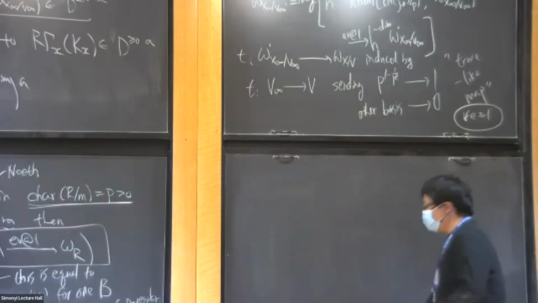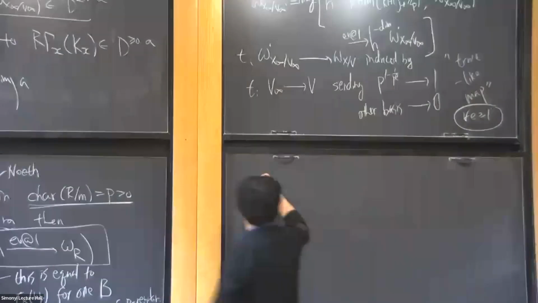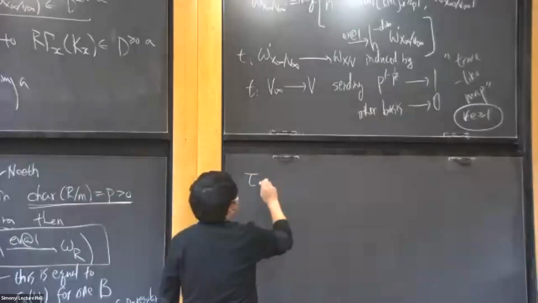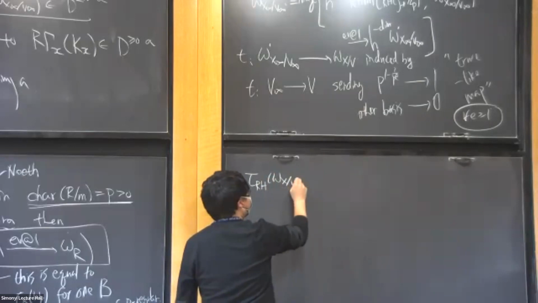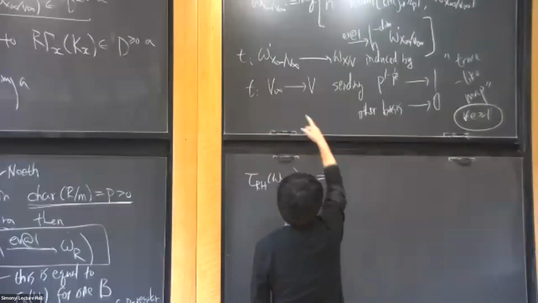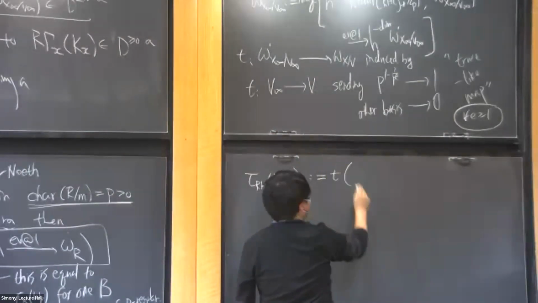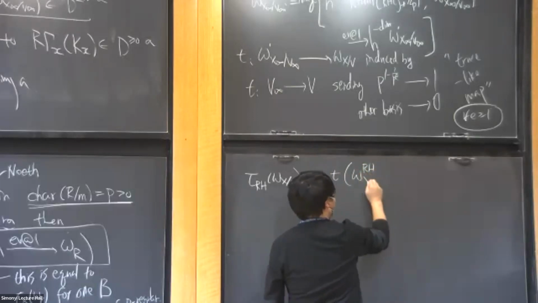Right, and so finally we got to our definition. So tau RH of omega X is just T. You apply T to this tau omega RH at the infinity level.